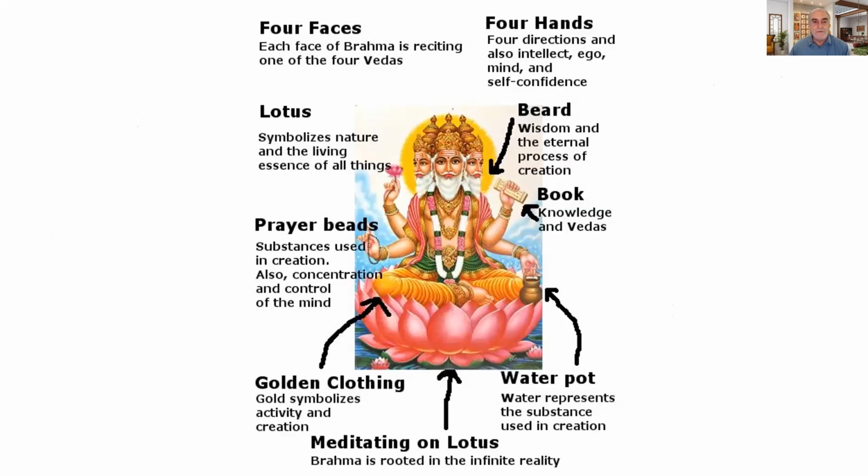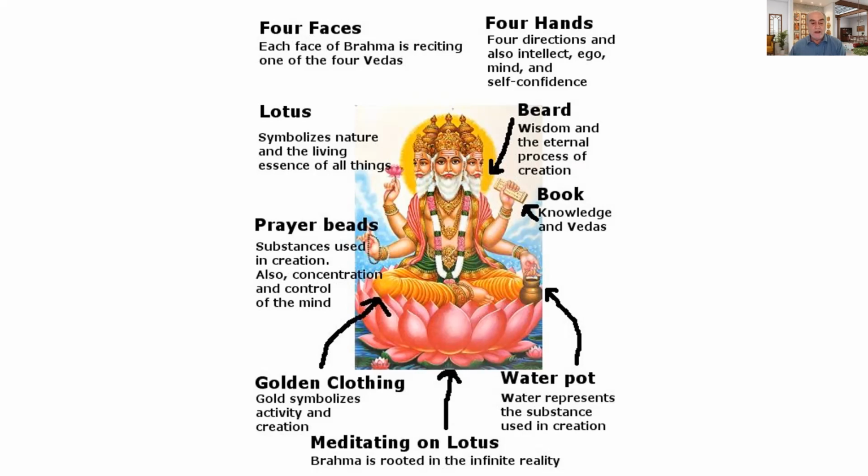Okay, so the four faces, the four Vedas, Brahma associated with the Vedas. The lotus, of course, the sacred flower of the Indian subcontinent, both Hindus and Buddhists, as I say. He's wise and old. He, again, is associated with the Vedas. They say about the prayer beads, concentration. Also, though, with the prayer beads, you're talking about the passage of time. Running through the prayer beads is the movement of time. So that's something that ought to be mentioned. And he is also always associated with gold.